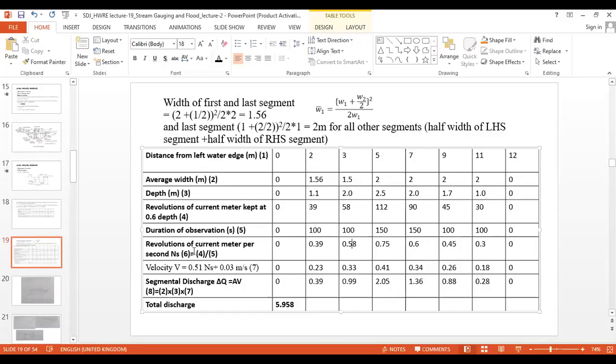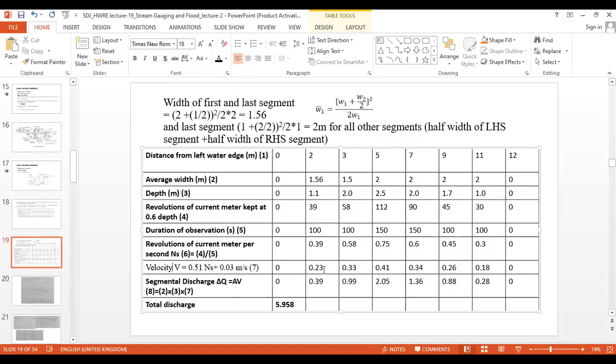After getting the number of revolutions per second, ns, we have to find out the velocity. So now how to get the velocity? For getting the velocity, we will use the given relation: V is equal to 0.51 ns plus 0.03 meters per second, where ns is the number of revolutions per second. So we have to put the values here.